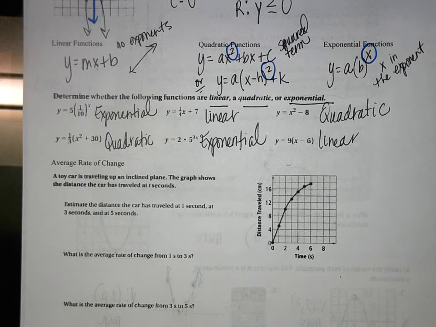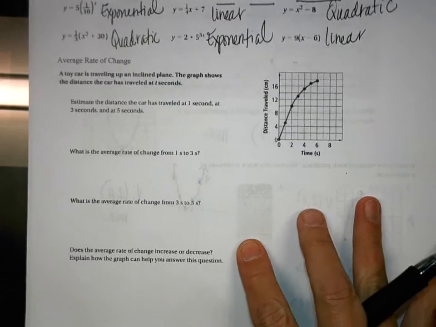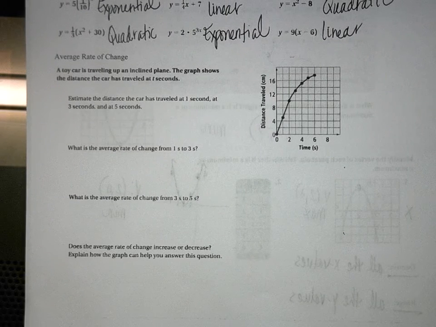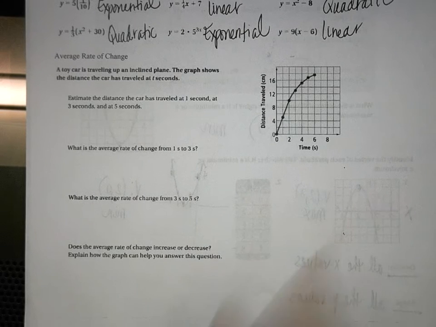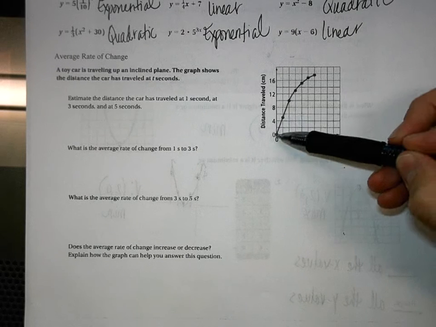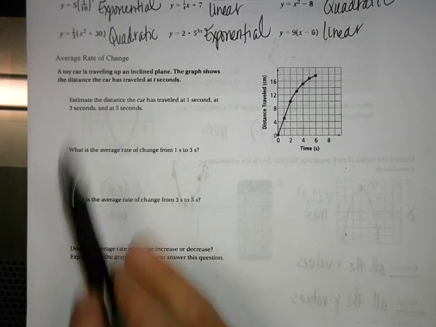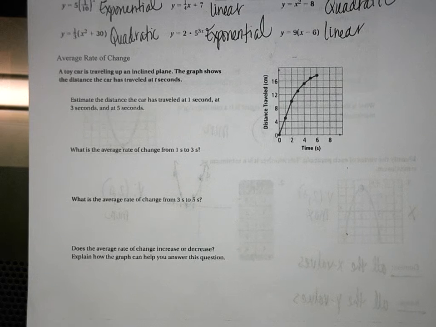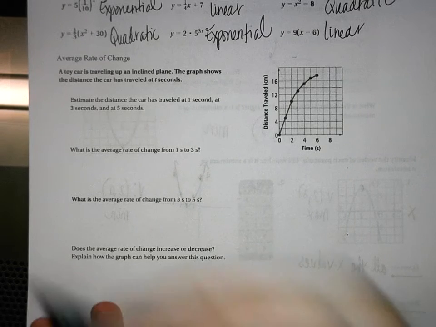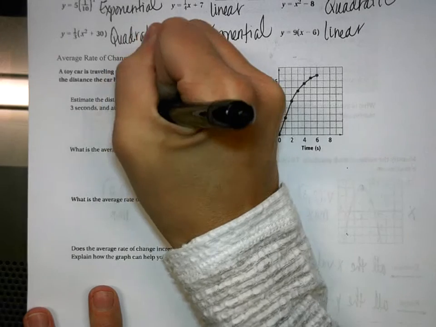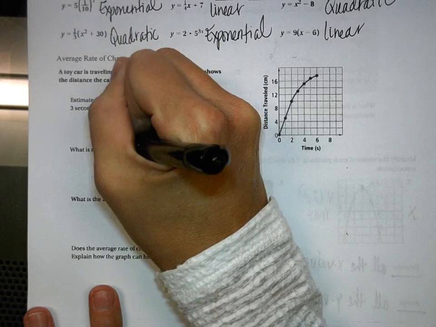Okay, the last thing we're going to talk about is average rate of change. Just kidding, it's not the last thing we're talking about. I thought we have one more page after this. Okay, so average rate of change. A toy car is traveling up an inclined plane. Okay, so here is the toy car traveling. This is time, this is the distance it has traveled. Okay, it says estimate the distance the car has traveled at 1 second, at 3 seconds, and at 5 seconds. So I'm just going to write here 1 second, 3 seconds, and 5 seconds.